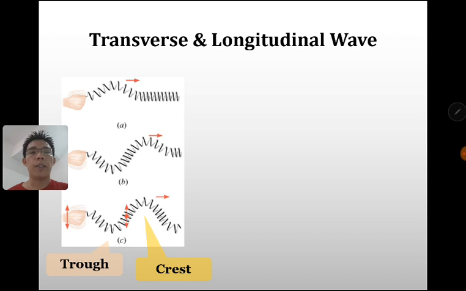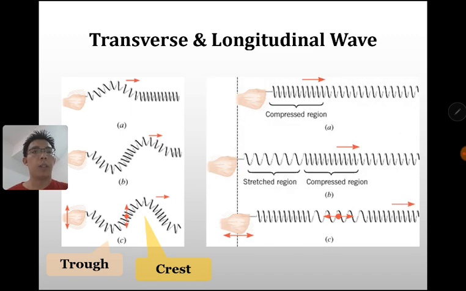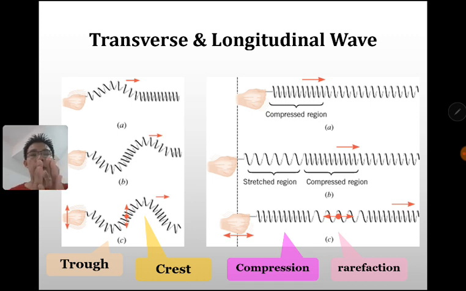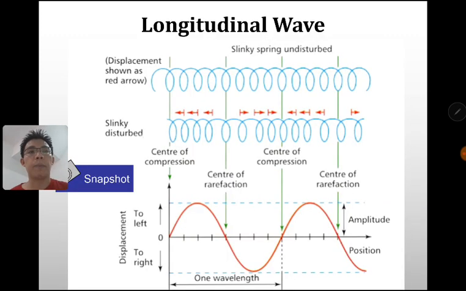Next one, the trough and the crest. We already mentioned that earlier. And for longitudinal waves, we use the terms compression and rarefaction. Compression is where they get very close together, and rarefaction is where they separate away from each other.